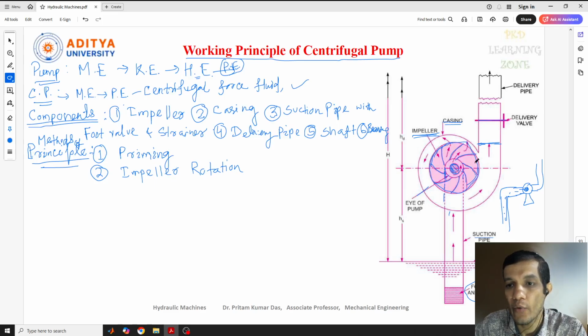Impeller rotation in the sense of how it is going to rotate. Now this will be connected to the shaft, as I told you, and this shaft is connected to the electric motor. So with the help of electricity, we can run the impeller.